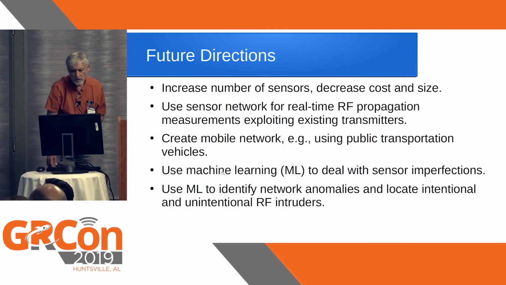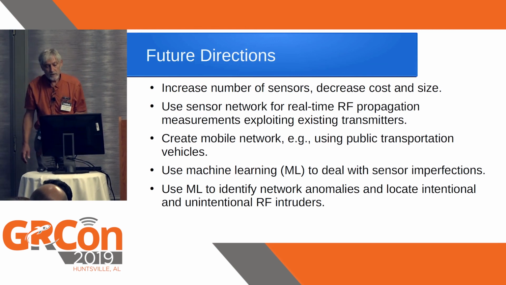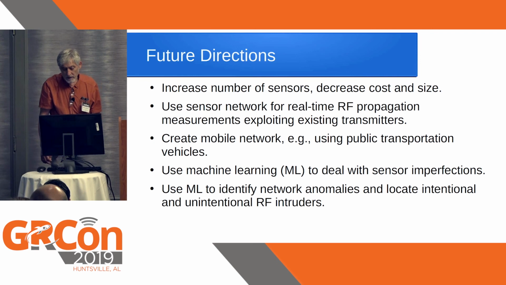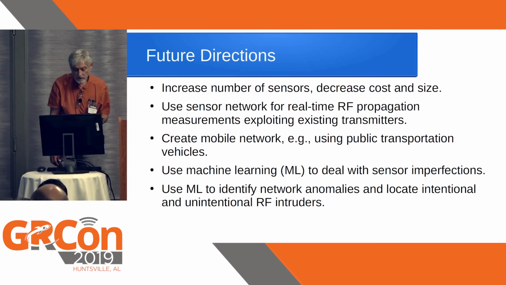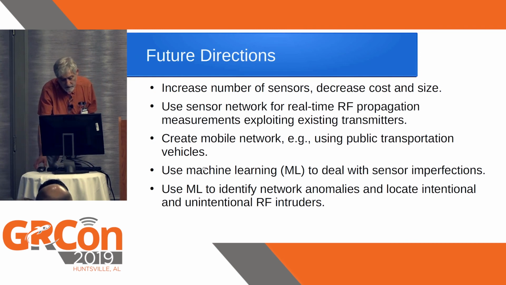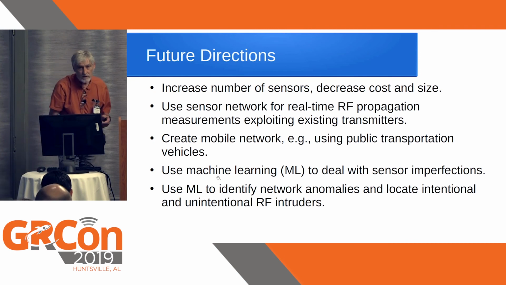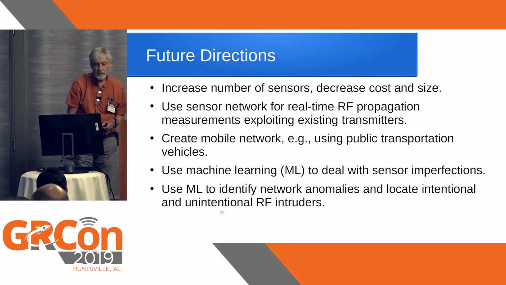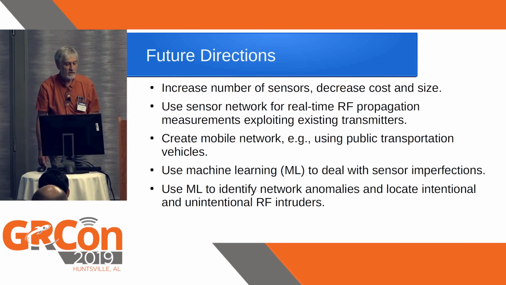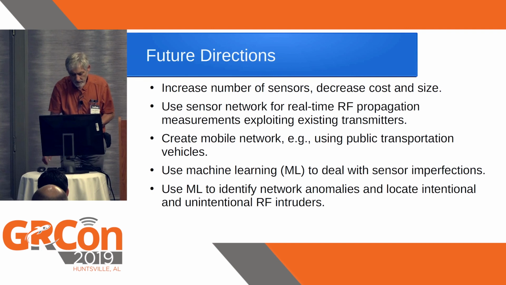Then we want to use machine learning to deal with sensor imperfections. Besides that overdriving of the input amplifier, another problem that you get, of course, is spurs at some of the frequency and the DC component, and 1/f flicker noise. So a machine learning algorithm can learn what the impairments are of your software-defined radio and hopefully deal with that. And another use of machine learning that we want to pursue is to identify network anomalies and locate unintentional and intentional RF intruders.